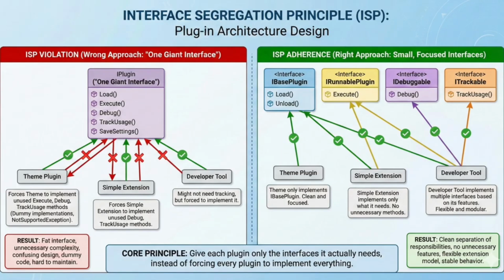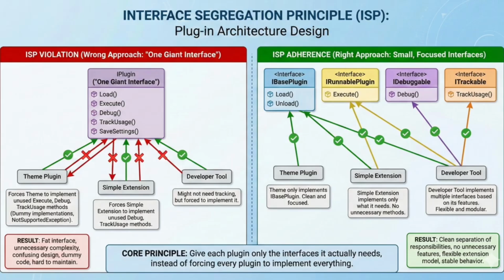ISP done correctly, right approach. In a professional design, we split the plugin contract into multiple small interfaces, such as IBasePlugin with load and unload, IRunnablePlugin with execute, IDebuggable with debug, and ITrackable with track usage. Now, theme plugins implement only load and unload. Tool plugins implement execute. Advanced plugins may implement debug or tracking. This ensures clean separation of responsibilities, no unnecessary features, a flexible extension model, and stable and predictable behavior.